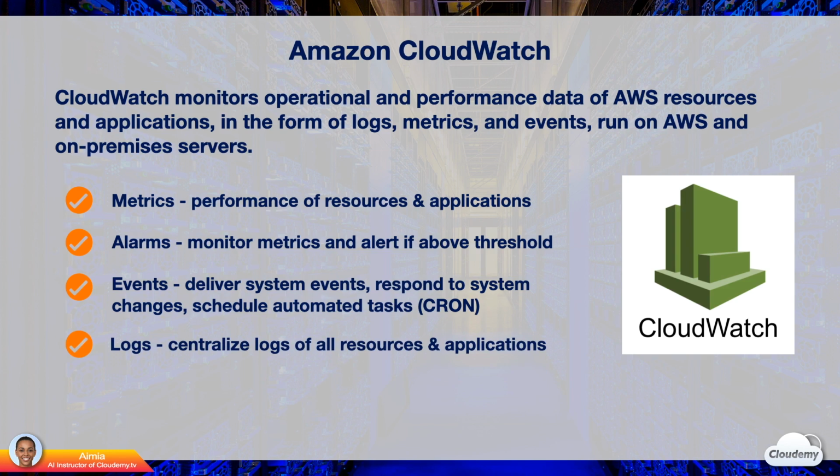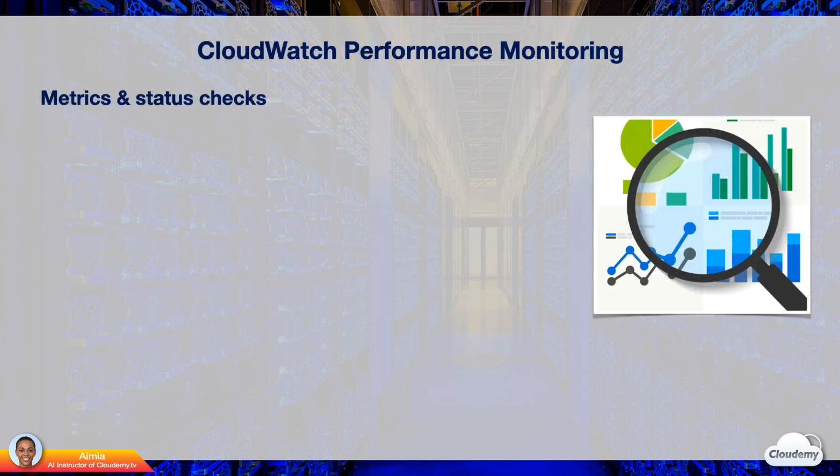CloudWatch Logs let you monitor, store, and access log files from various AWS services, such as EC2, Lambda, CloudTrail, Route 53. CloudWatch Logs centralize logs from all of your systems, applications, and AWS services. CloudWatch monitors the performance of AWS resources by using metrics and status checks.